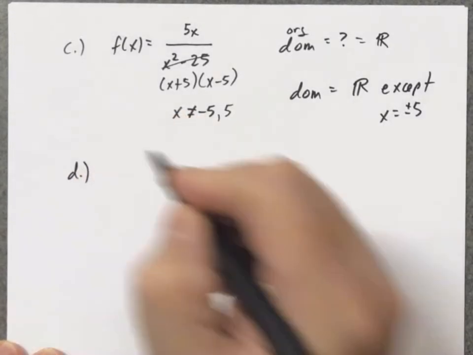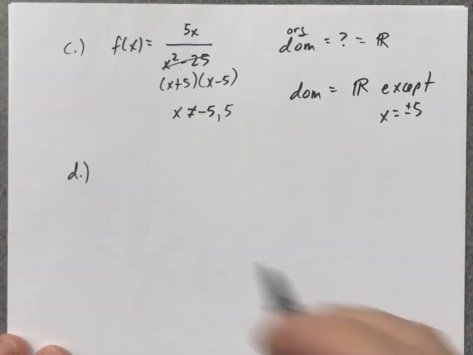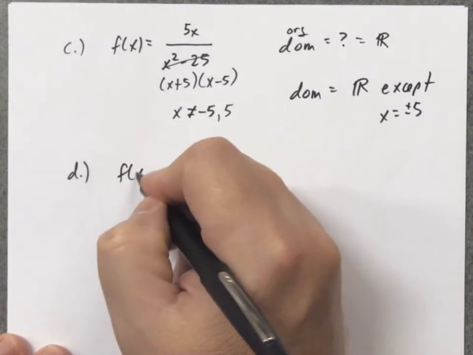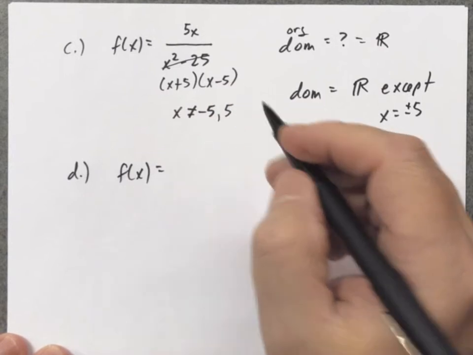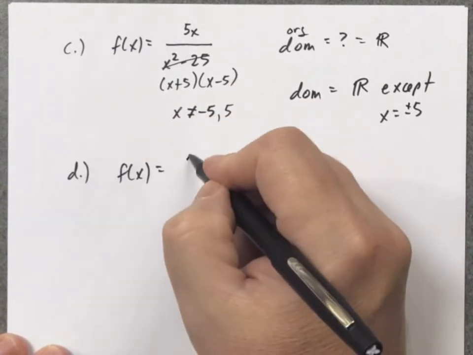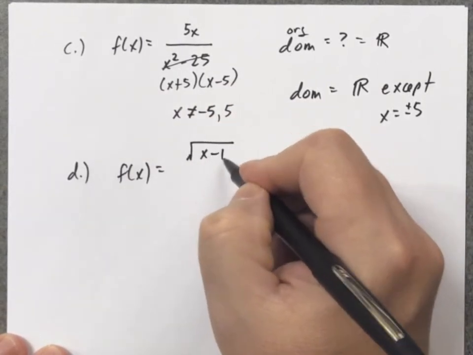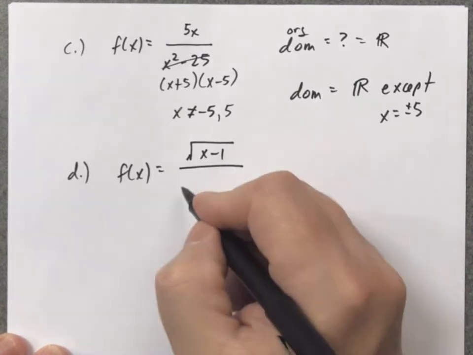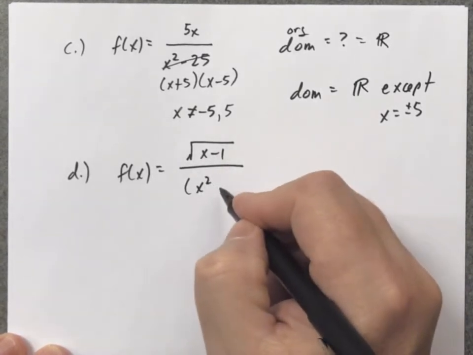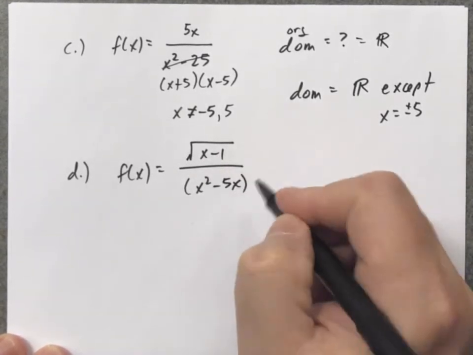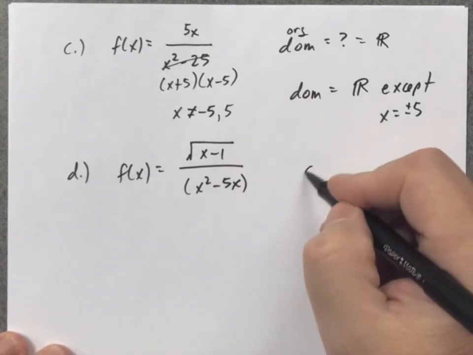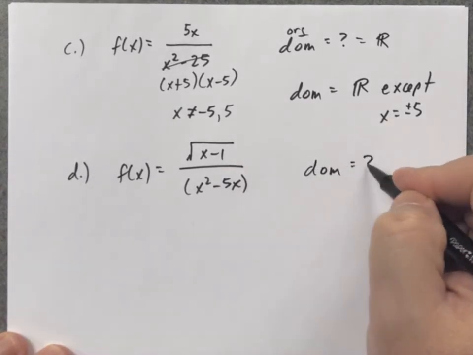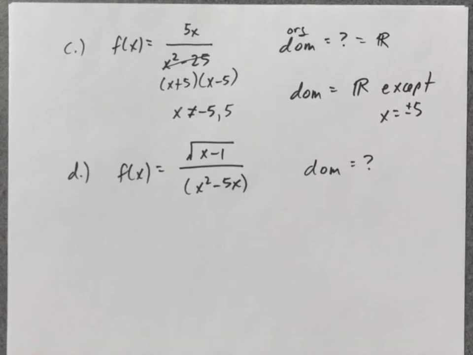All right, the last domain problem. D. F of x equals square root of x minus 1 over x squared minus 5x. Once again, we want to know the domain.